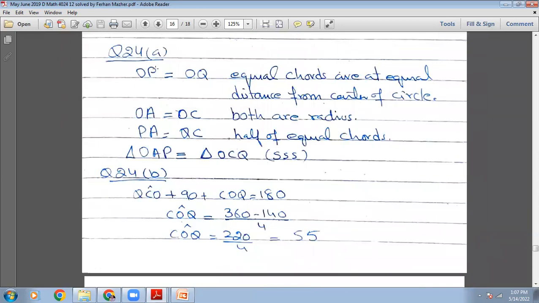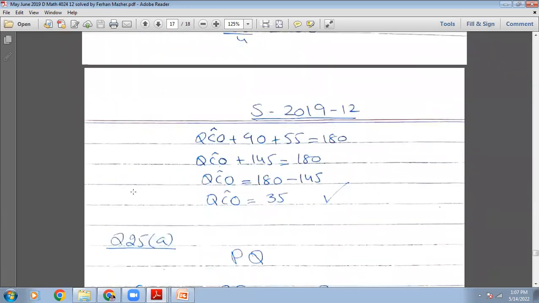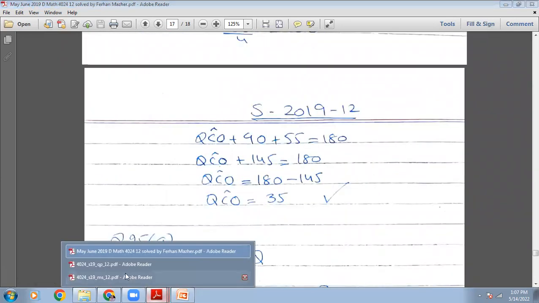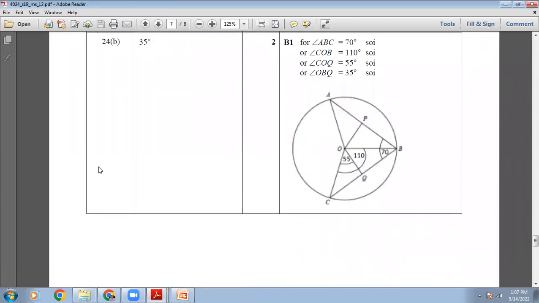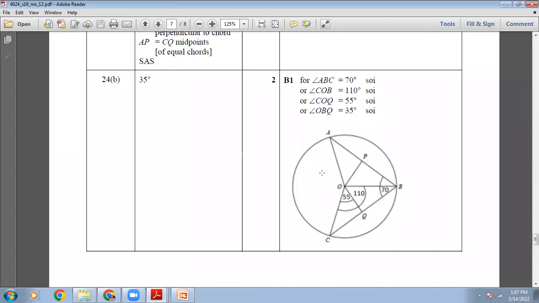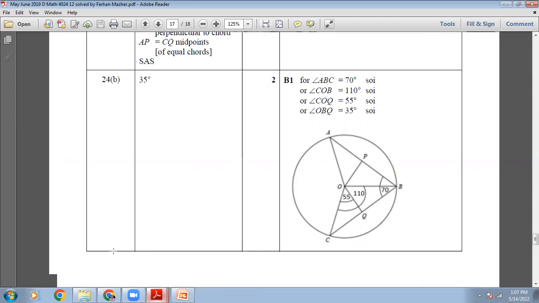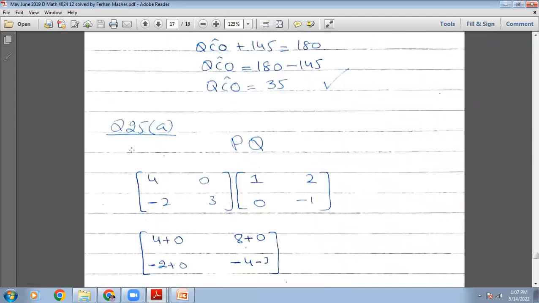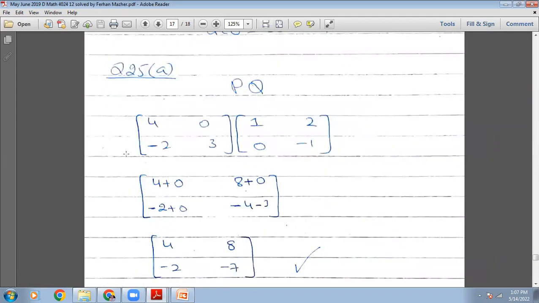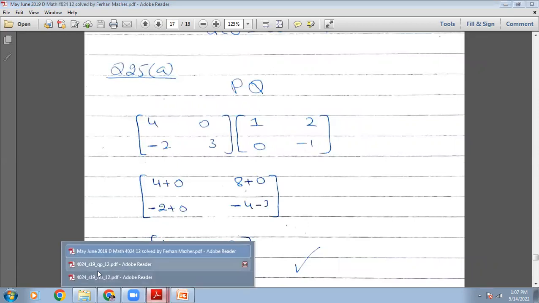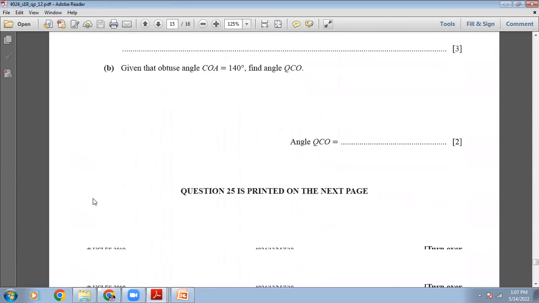So this is the whole question. It's a little tricky, not a straightforward, simple question. But let me first check the marking scheme. It says 35 will be here. The marking scheme is also showing it. There can be many methods to get 35, QCO equals 35, but this is one method which I have adopted. You might have some different ideas in your mind.